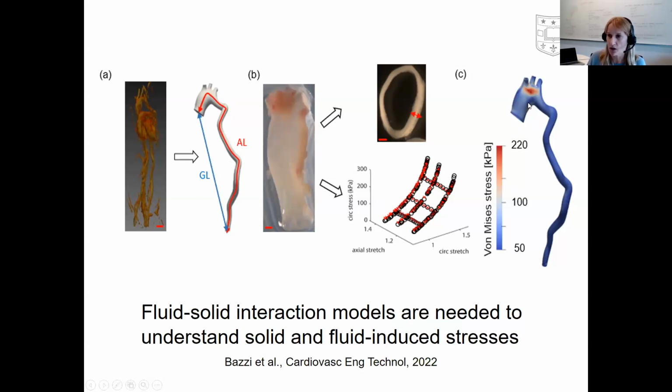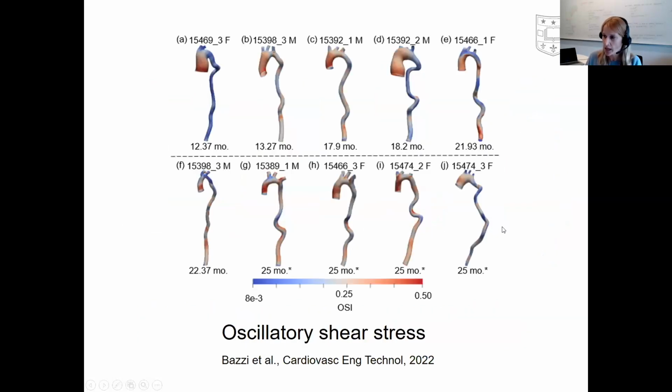And then we can model all kinds of things, where in this case, we're looking at the von Mises stress, which is a measure of a maximum stress. And so you can see where the maximum stresses are on this wall, and that might be indicative of where there's going to be a problem, and when it reaches some maximum amount that we might want to do an intervention. And so we've used these types of models, again in our mouse models, to look at a variety of what are called mechanical biomarkers.